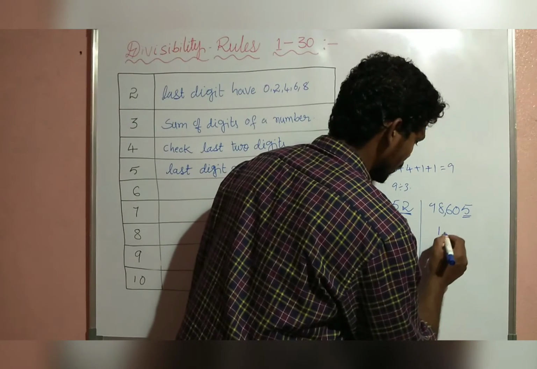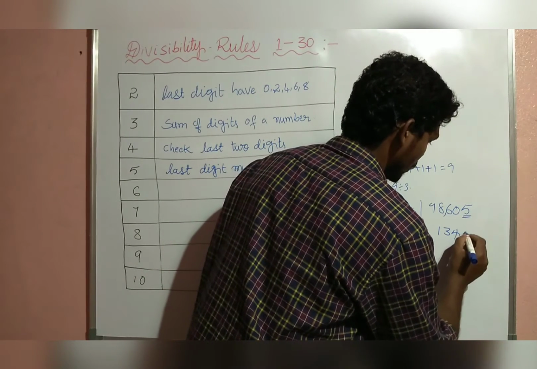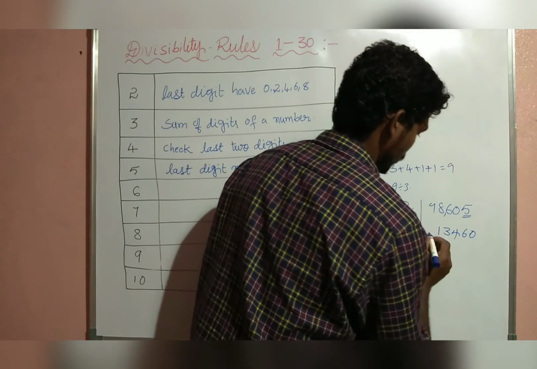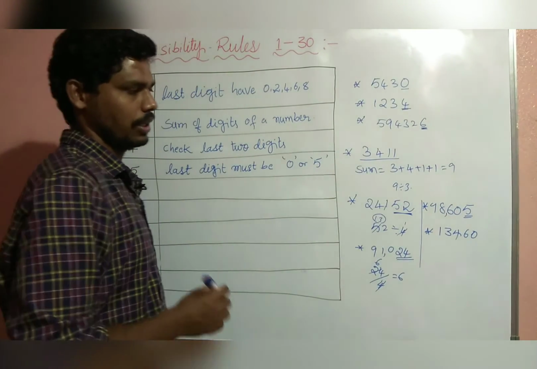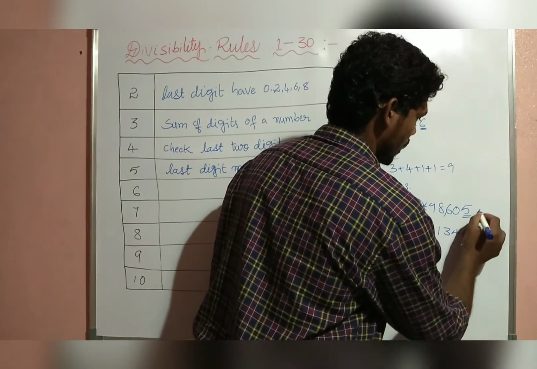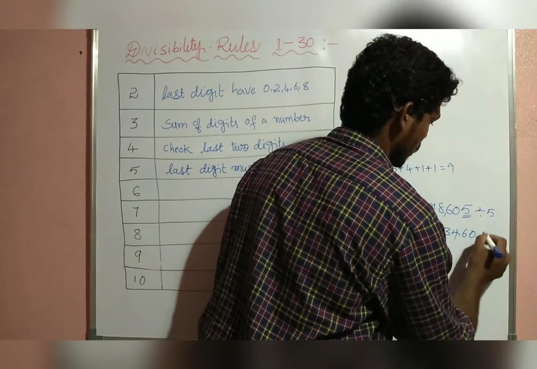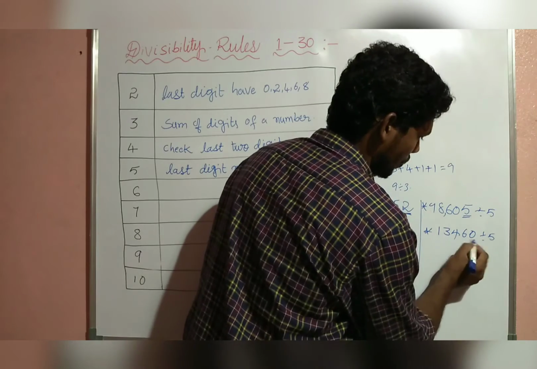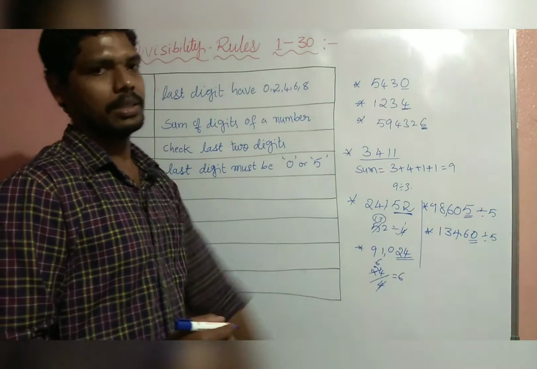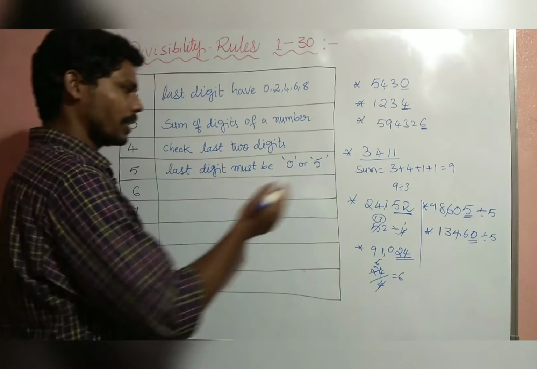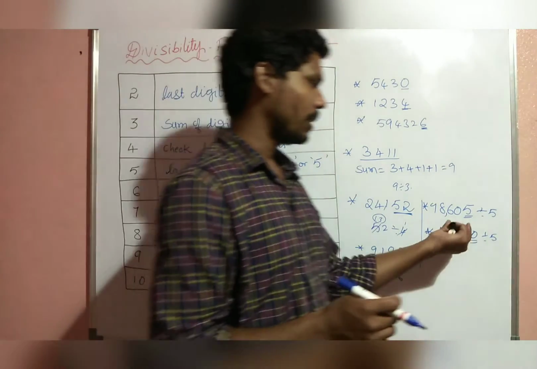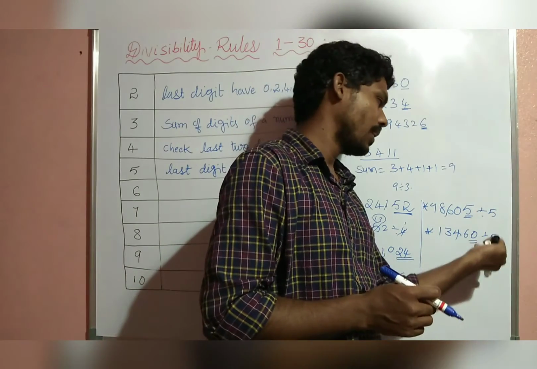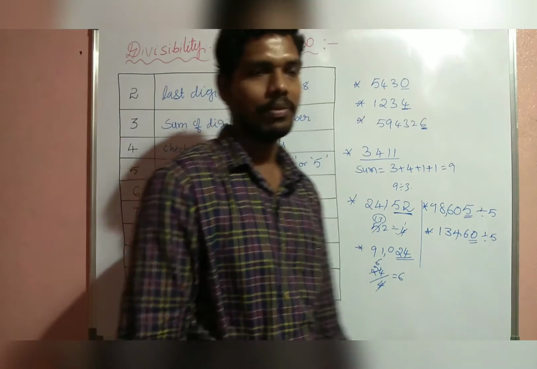One more example, 13460. Is this number divisible by 5 or not? Yes, it is divisible by 5. Why? Because the last digit is 0. So the condition for the divisibility rule of 5 is that if the given number has its last digit as 5 or 0, then it is divisible by 5.